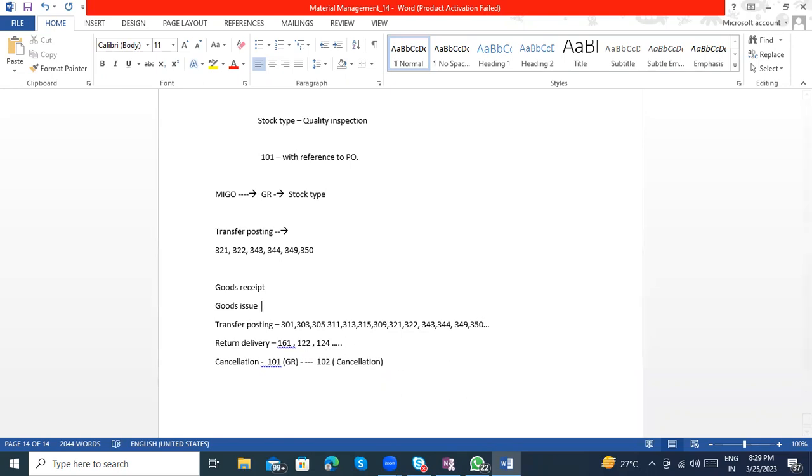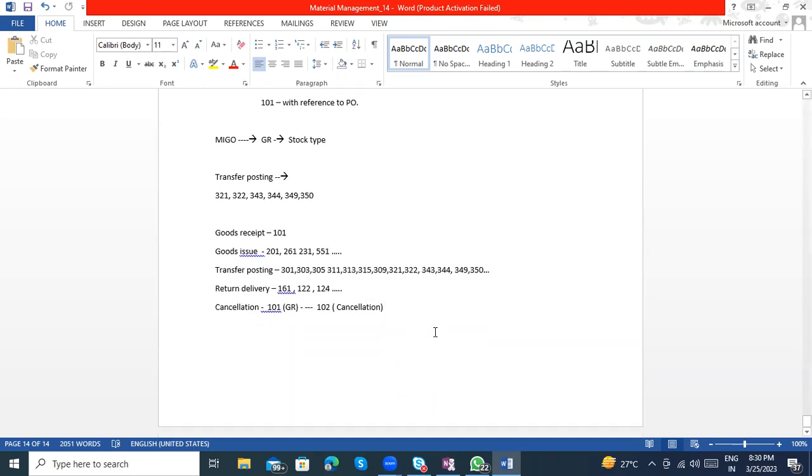And goods issues you can say like 201, 261, 231, and 551 for the scrap. So these are the goods issues. And goods receipt, you are already aware, we get the 101 movement type, right? Then the production order. And again, special stock indicators are separate.